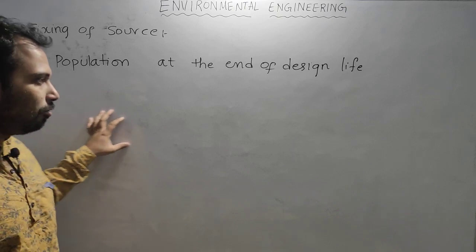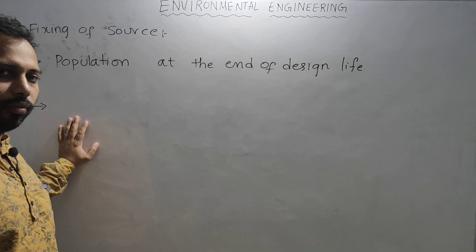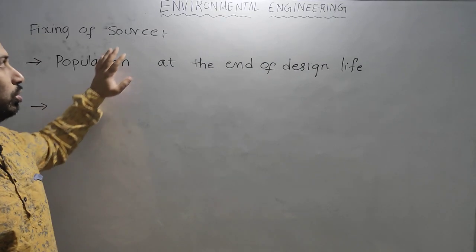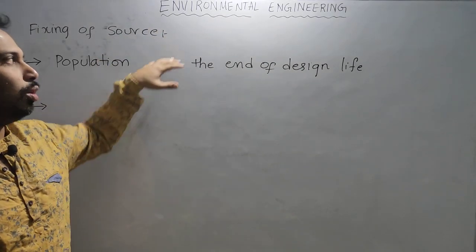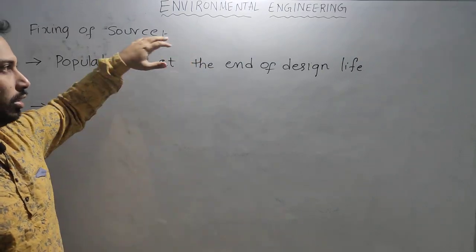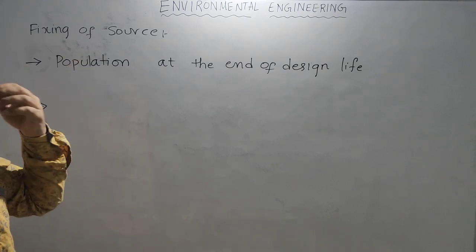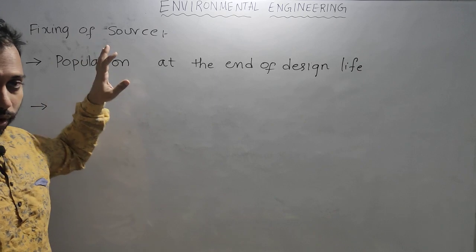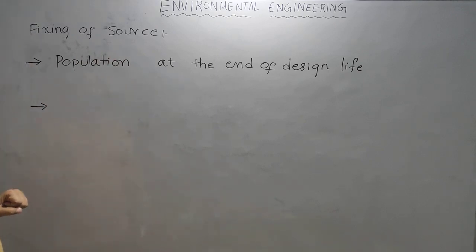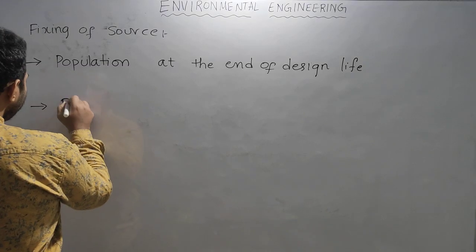If you are constructing a full supply chain and then the source has got lost, and somewhere else you found a source, then you need to shift the supply chain to the other source. Shifting is not that easy. That is why we need to first check whether the source is sufficient or not. This is called source sufficiency. Also we need to check: source sufficiency can be checked by the population at the end of the design life, and also what is the rate of demand.